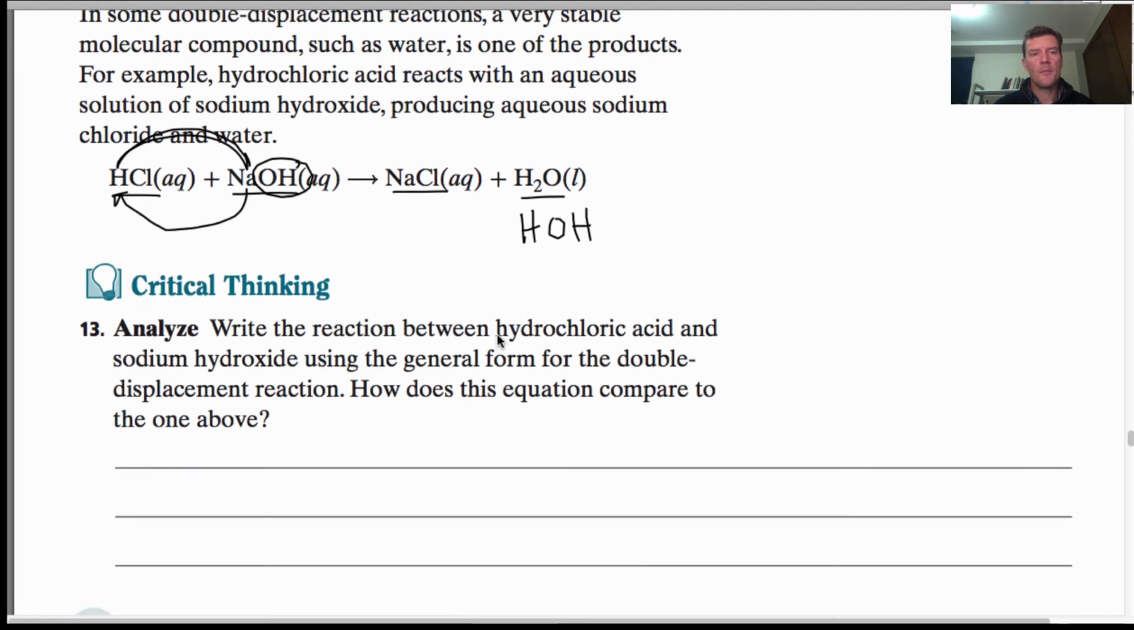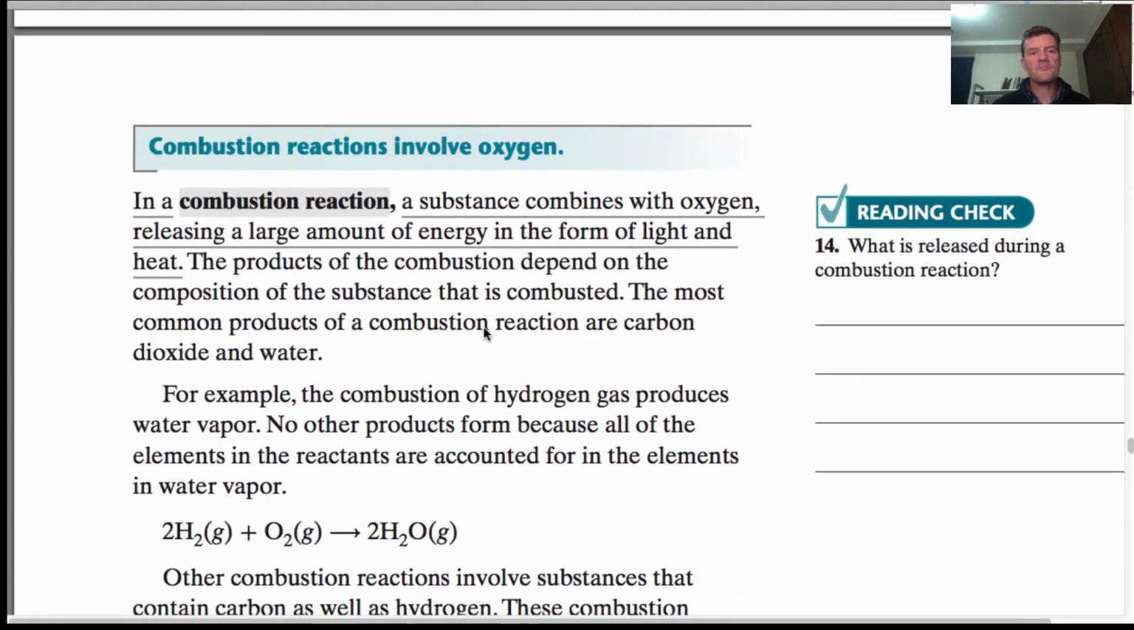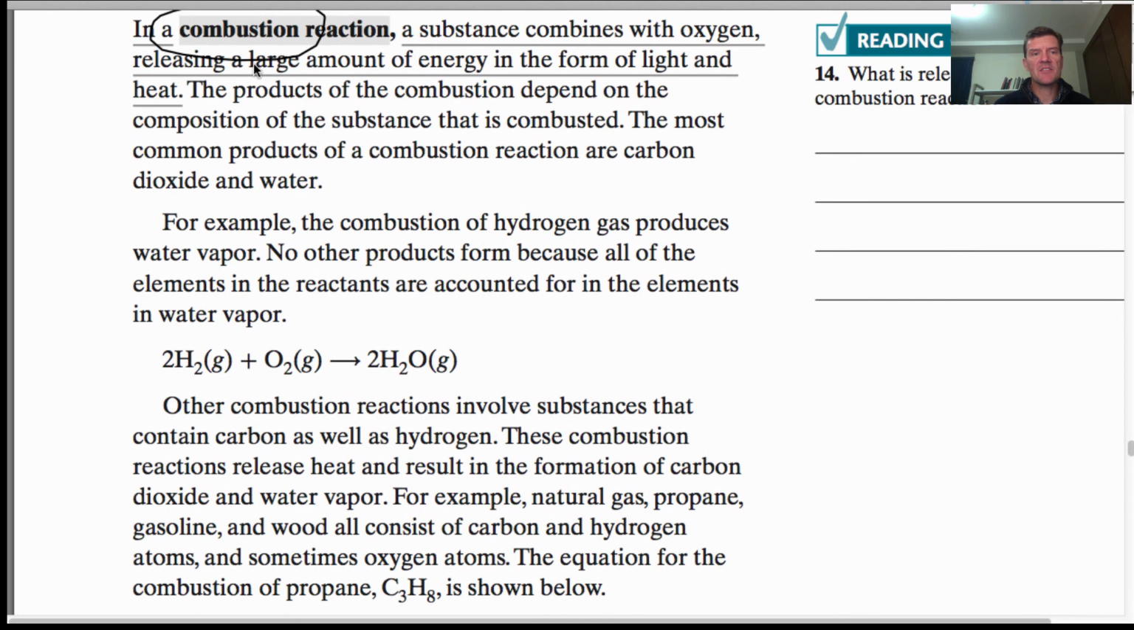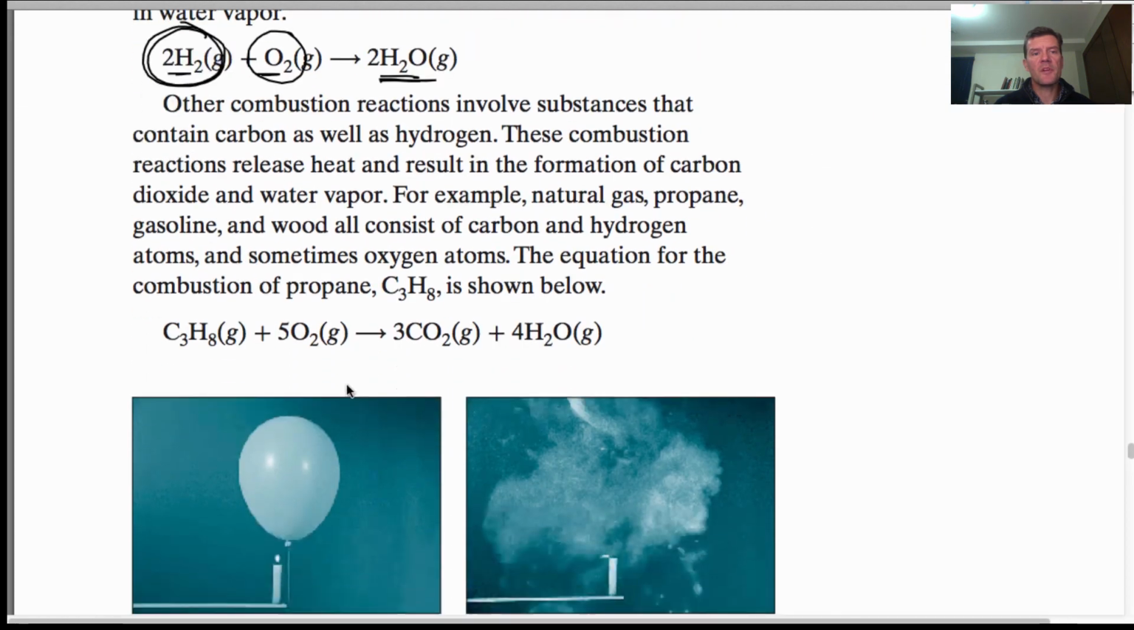That's water. Okay? All right, the last type that we need to talk about is combustion. Combustion is something when it burns, okay? Something burning in the presence of oxygen. So if you were to light hydrogen, if you were to burn hydrogen in the presence of oxygen, you would create water. This is hydrogen and oxygen creating water, okay?